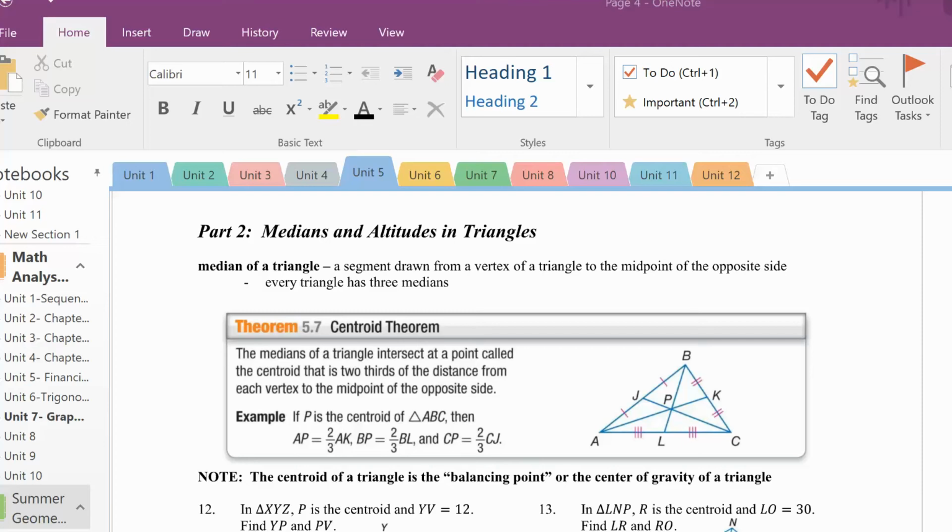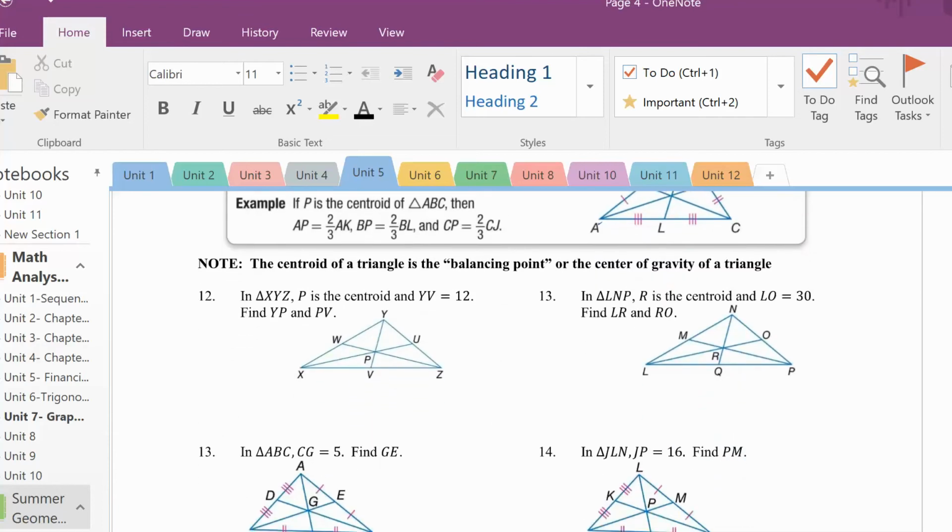So for example here, if you look at AP, it's going to be 2/3 of AK. So for example, if AP was 9, then 2/3, sorry, let's make it 8. Then 2/3 of 8 would be 12. So the whole thing would be 12. So you know it's 4. So basically it's going to divide it into where one segment is double the other. All right, so how do we use that?